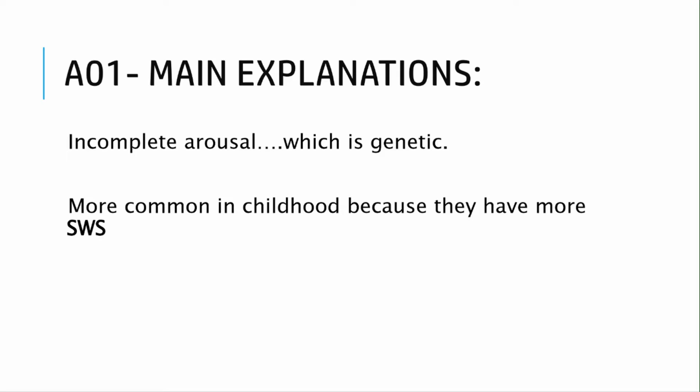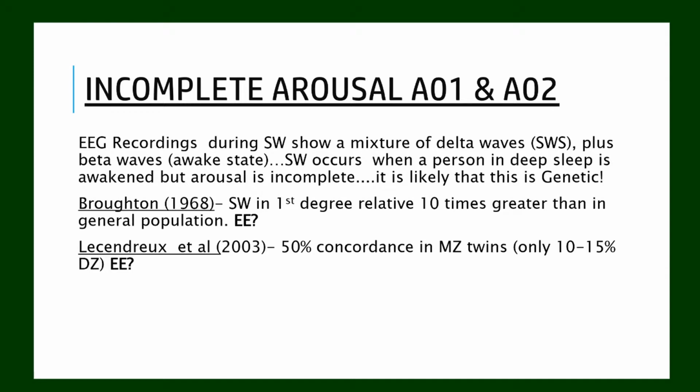Now, in this portion, we're going to be looking at incomplete arousal as an explanation for sleepwalking. This is AO1 and AO2 all in one. EEG recordings during sleepwalking show a mixture of delta waves plus beta waves from the awake state. Sleepwalking occurs when a person in deep sleep is awakened but arousal is incomplete.